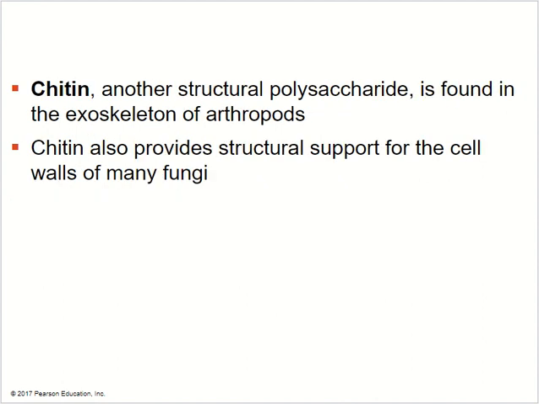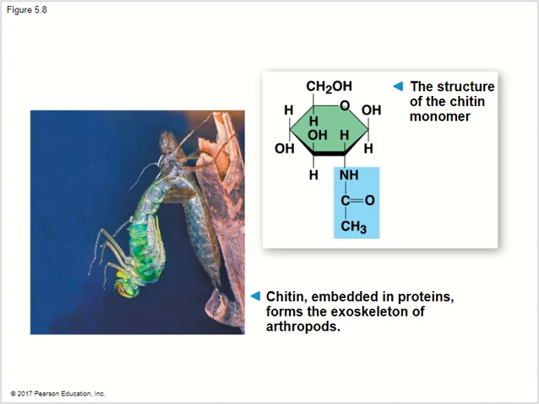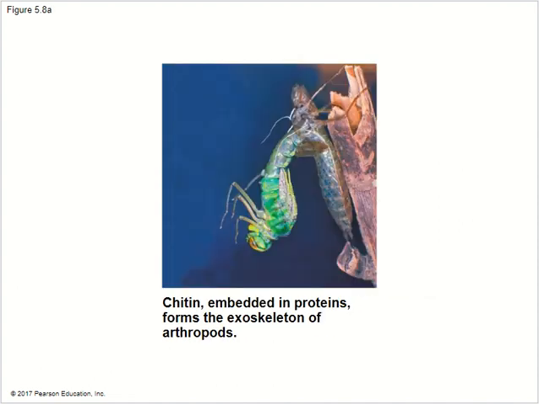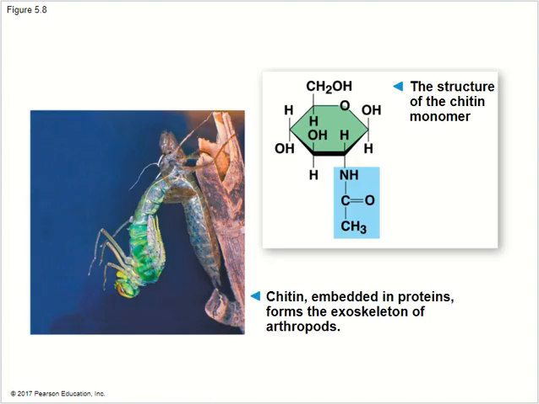Chitin, another structural polysaccharide, is found in the exoskeleton of arthropods. Chitin also provides structural support for the cell walls of many fungi. The structural form of the chitin monomer includes a 6-member monosaccharide, as well as an amide group that's carbonyl bonded to an amine.